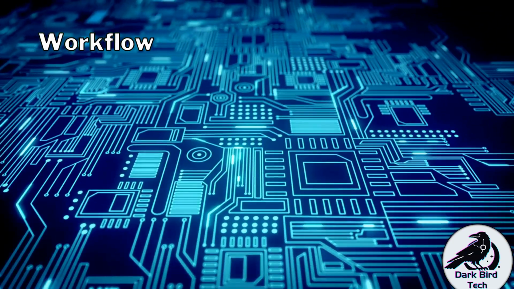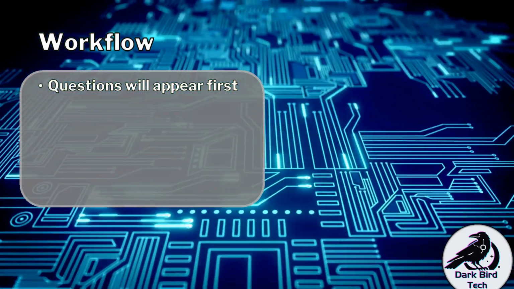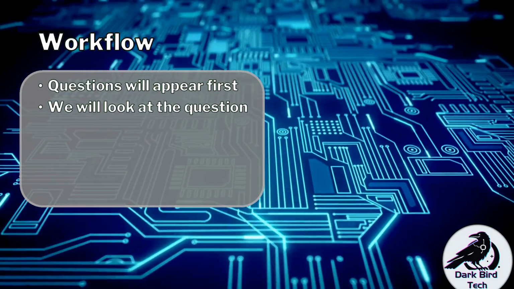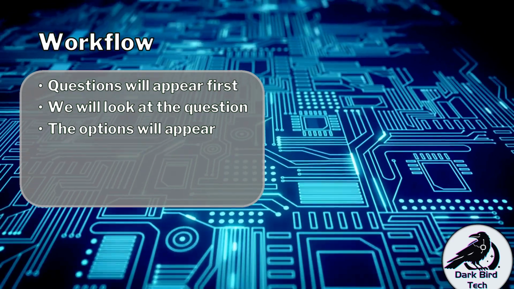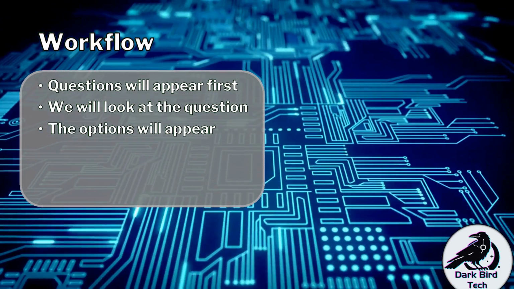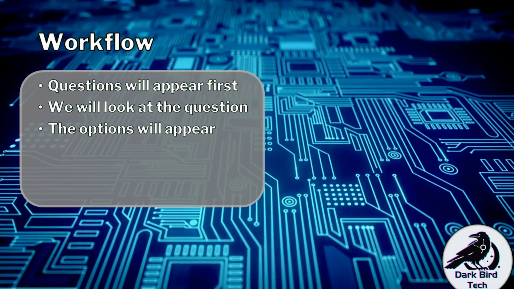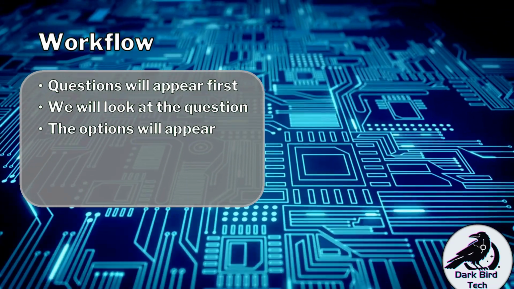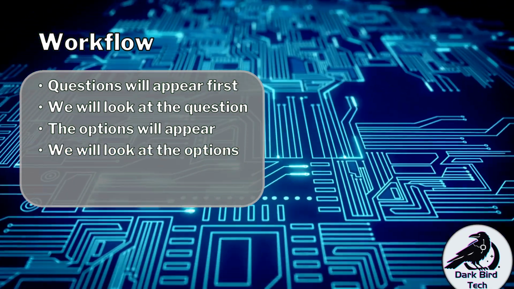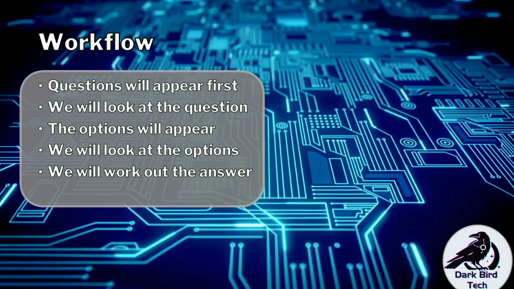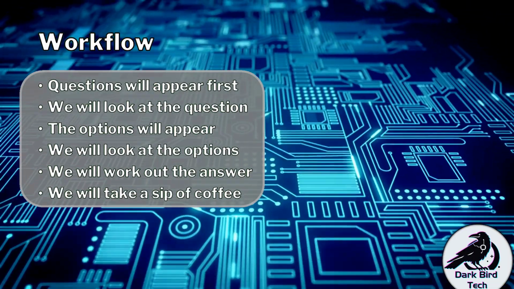Now, in terms of how we are going to work through this video, we are going to have the questions appearing on the screen. We'll obviously have a look at the question. Then the options will appear. For some of the questions, I will give you opportunities to pause the video to think about the options you'd like to see. But obviously for some questions, you actually need to see the options because there could be any number of answers. Then we will have a look at those options and we will work out what the correct answer is. And once we've done that, we can take a sip of coffee.